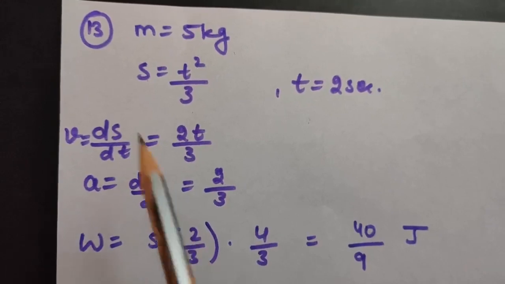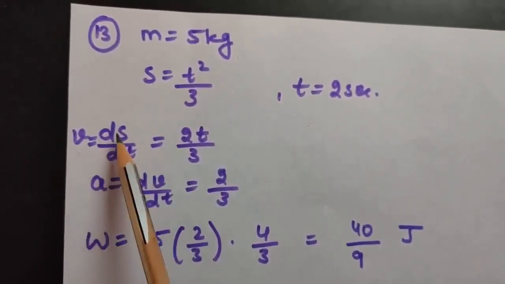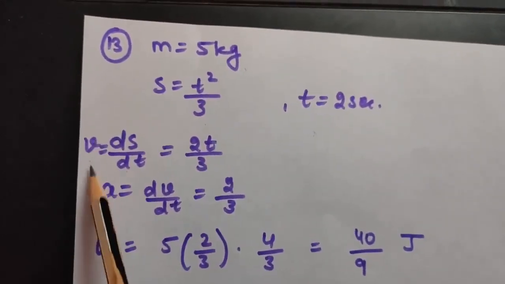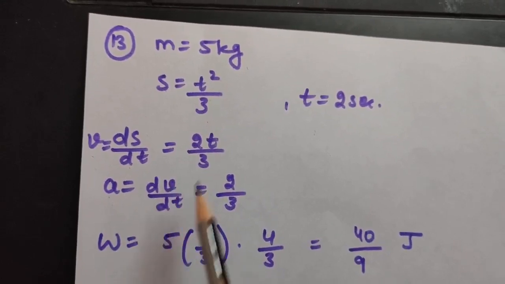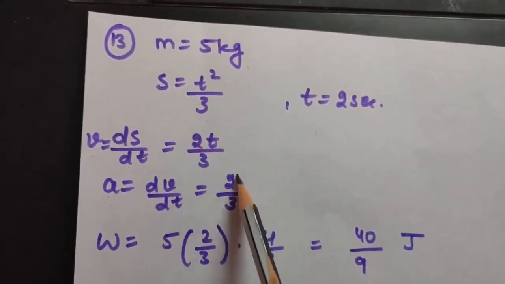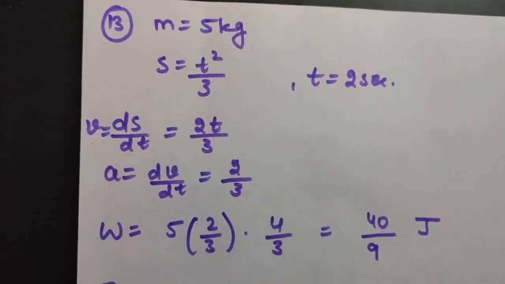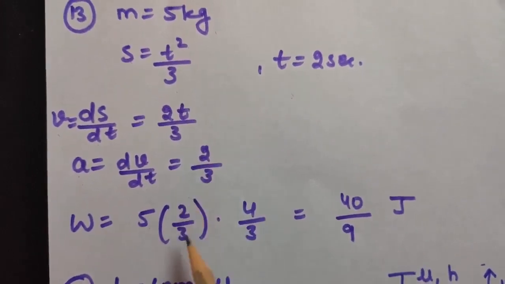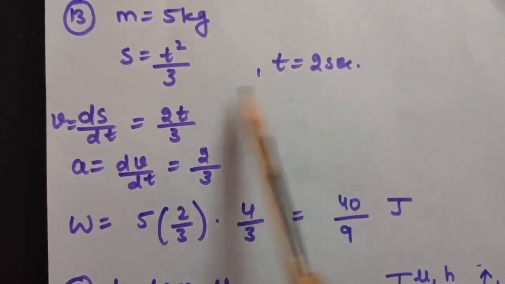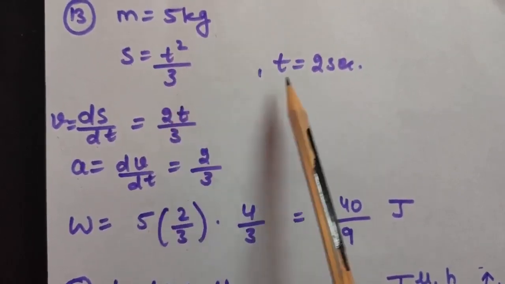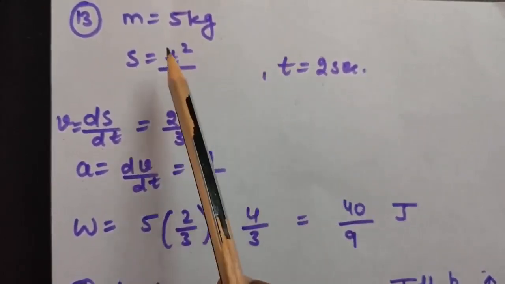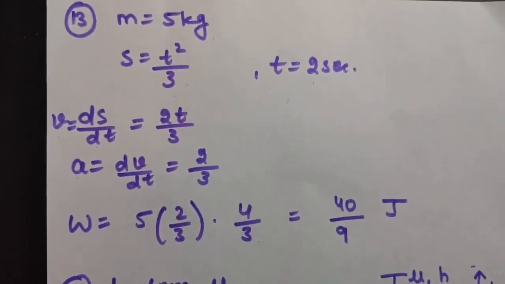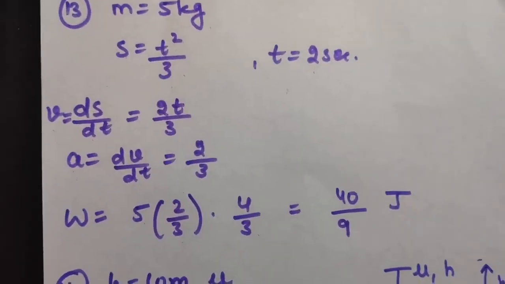So if I differentiate s, I will get velocity, that is ds by dt, so that will be 2t by 3. Again differentiating it, dv by dt will give you a. So a will be dv by dt, and its differentiation will be 2 by 3, as it is constant, it will come outside, dt by dt will be 1. Now work done is force into displacement, that is m is 5, a is 2 by 3, into displacement. Displacement is given by t square by 3 and you have to calculate at 2 seconds. So just put the value of t equal to 2 here, so that will become 4 by 3. So displacement is 4 by 3, so you will get the answer to be 40 by 9 joules.